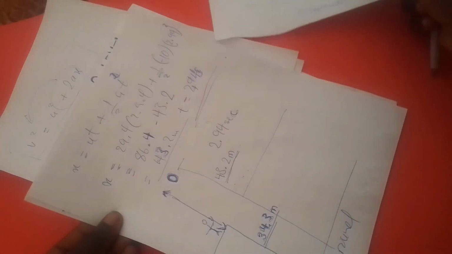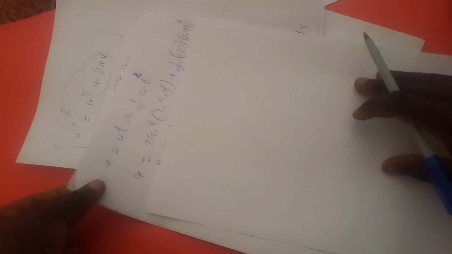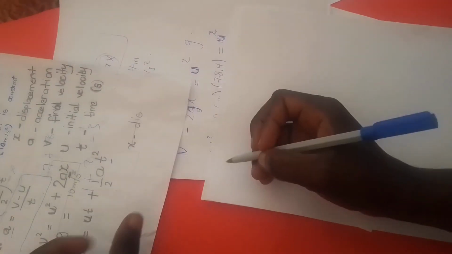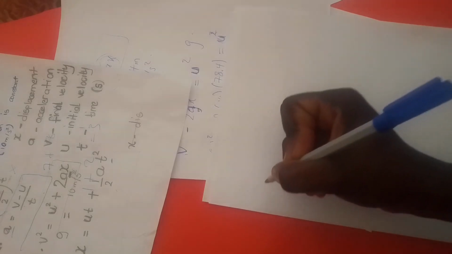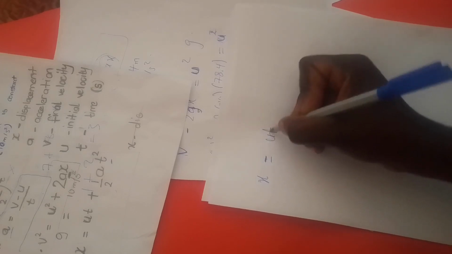Okay, which is now an easy question. Let me take a clean bond paper. It is easy, provided we use this equation. If we use this equation, this will be very easy. So if we use equation 4, which says x is equal to ut plus half at squared, what are we looking for? The question wants us to find t.